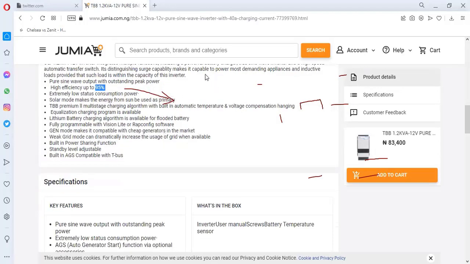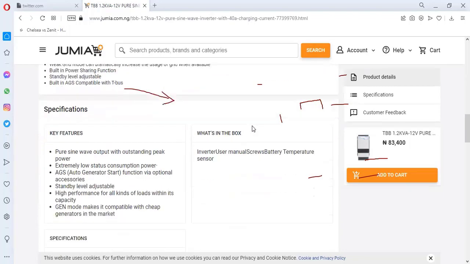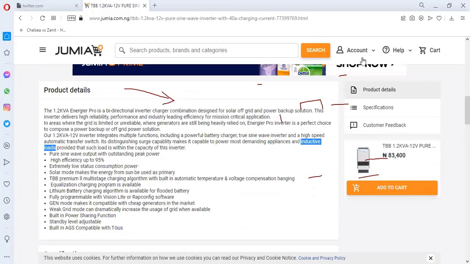So you read, it's capable to power most demanding appliances and inductive loads. Can you see? Inductive loads. And these inductive loads are the loads that cause the surge that we have, like as shown to you in the table of the load calculation. So this is one good thing you need to know, and I want to believe that you guys catch this. Any question, guys? Any question?